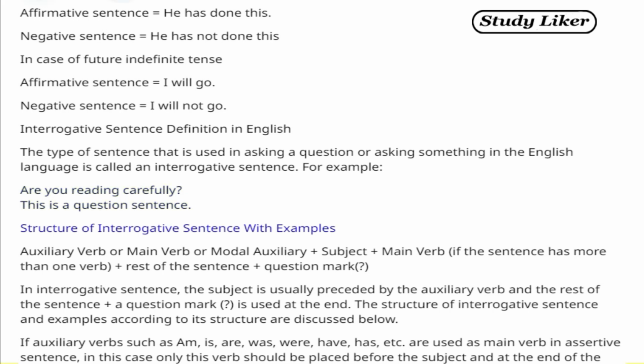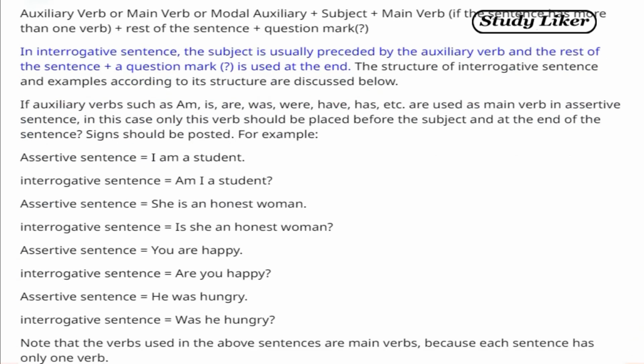Structure of interrogative sentence with examples. Auxiliary verb or main verb or modal auxiliary, plus subject, plus main verb if the sentence has more than one verb, plus rest of the sentence, plus question mark. In an interrogative sentence, the subject is usually preceded by the auxiliary verb, and a question mark is used at the end. The structure and examples are discussed below.